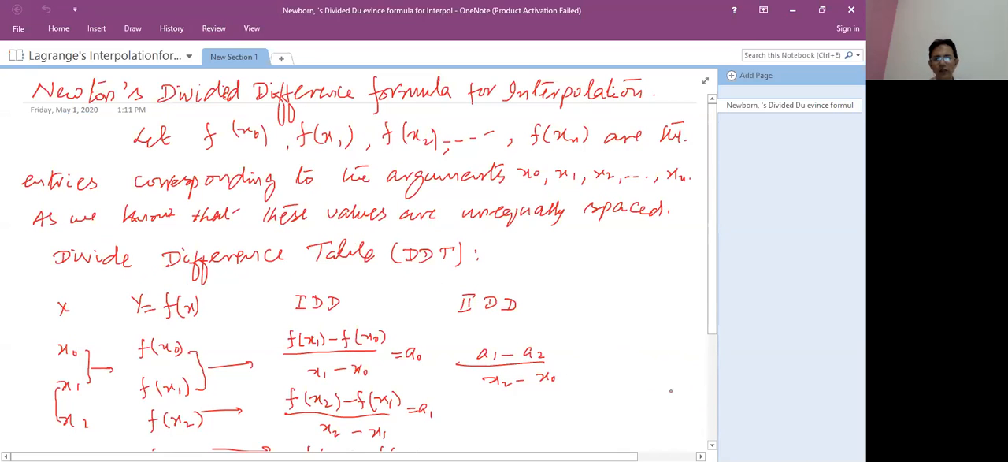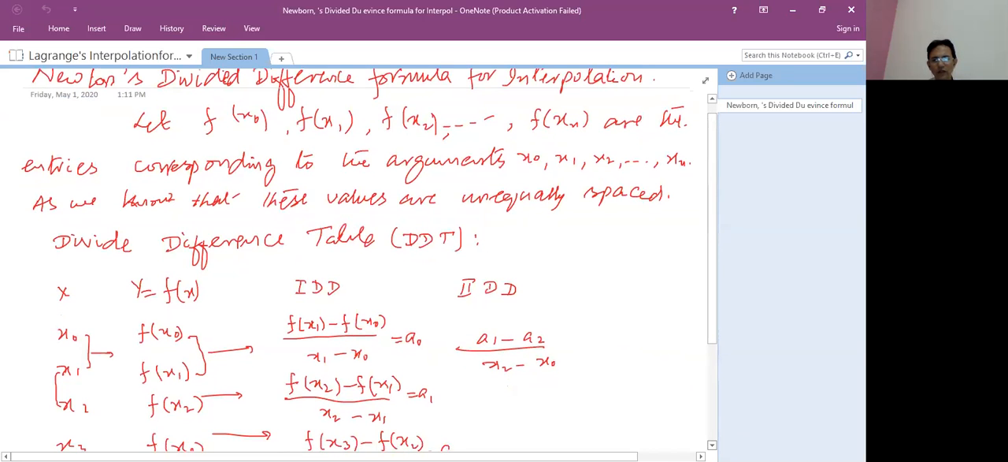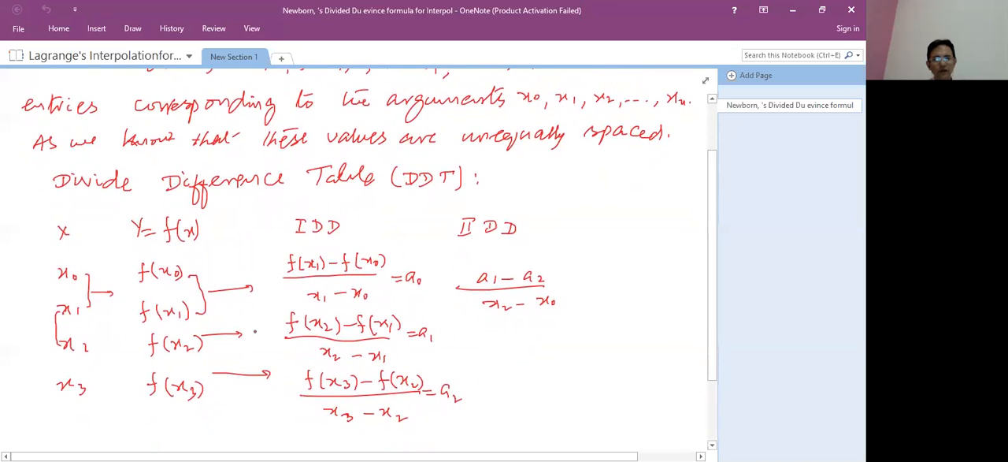In short form we call it DDT. So first we will make columns. The first column is x. If we consider 4 entries x0, x1, x2 and x3, then y is equal to f of x. It means the first entry is f of x0, and these are the entries f of x0, f of x1, f of x2 and f of x3.